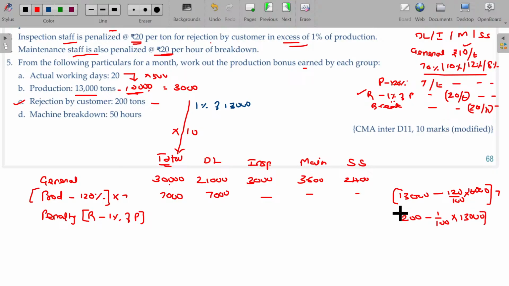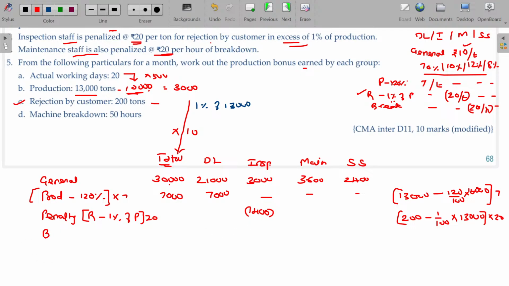So from this it is very clear, 130 is expected, but 200 happened. So 20 rupees will be the penalty on this. 70 into 20, 1400 will be a charge for the inspection staff, minus item.